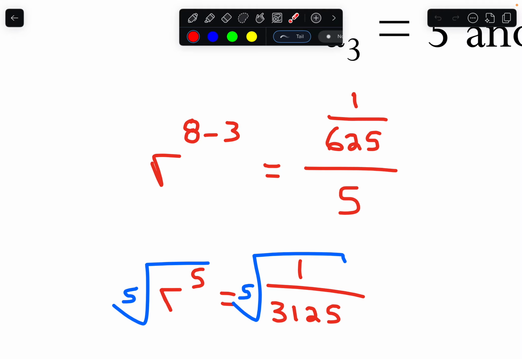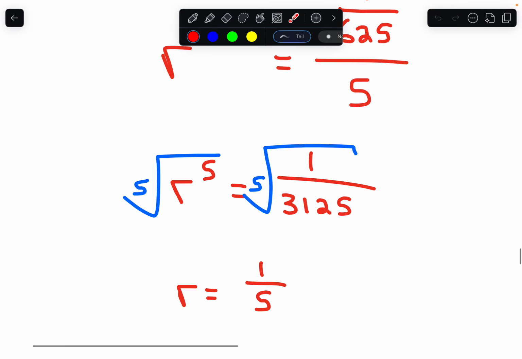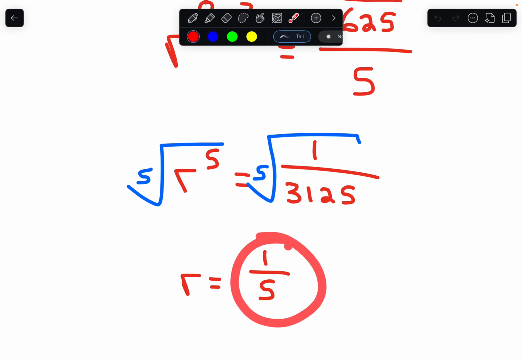And so we can simplify this a little bit. And now what is the fifth root of 1 over 3,125? Well, if you know your powers of 5, 5, 25, 125, 625, 3125, and so we just get 1/5 for our r value.